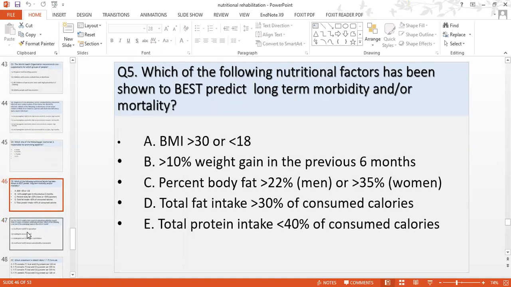Which of the following nutrient factors has been shown to best predict long-term morbidity and mortality? Any guess? Actually, people consuming fat intake of more than 30% of calories are more prone to morbidity and mortality.